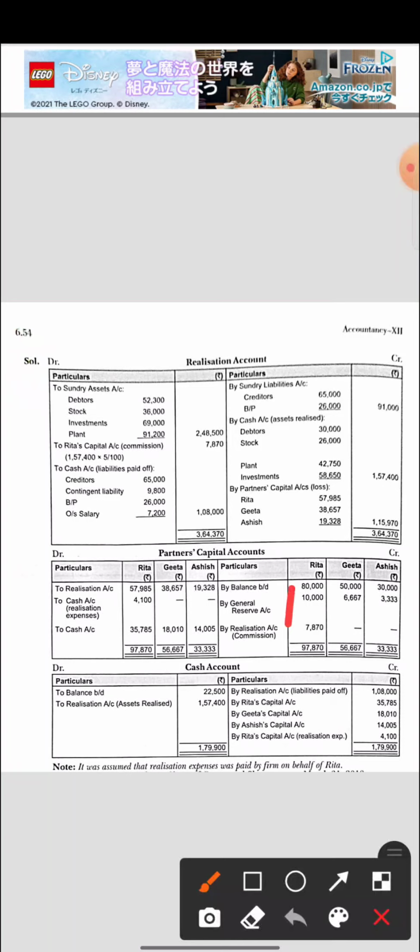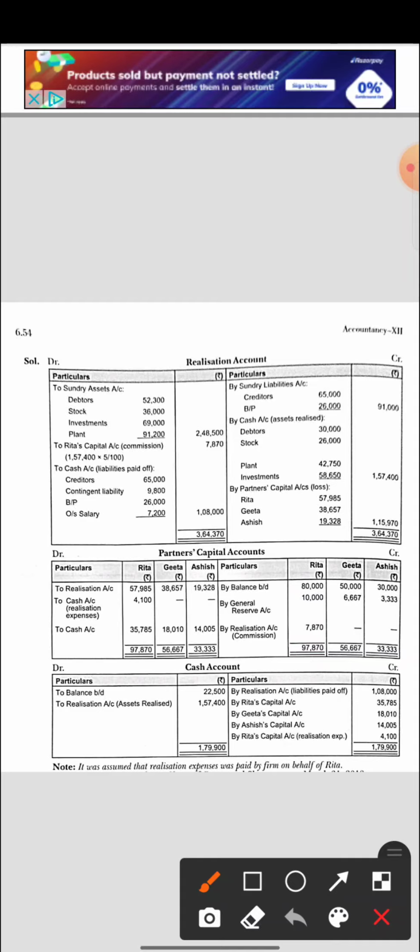So for the partners capital account, what you need to remember is this side is usually what you receive, and this side is all the expense. What do you mean by receive? Basically what I mean by receive is the balance, what is already there, right?